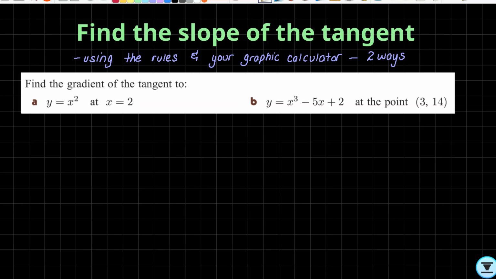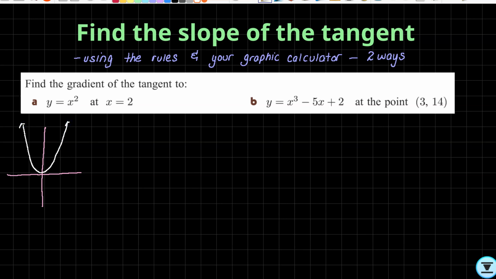Okay, so now we're going to look at one of the first applications of finding the derivative. We know that the derivative represents the slope at a particular point. So when we look at this first question, find the gradient of the tangent to y equals x squared when x equals 2, it's good to picture some of these things. We've got our original function here of y equals x squared.